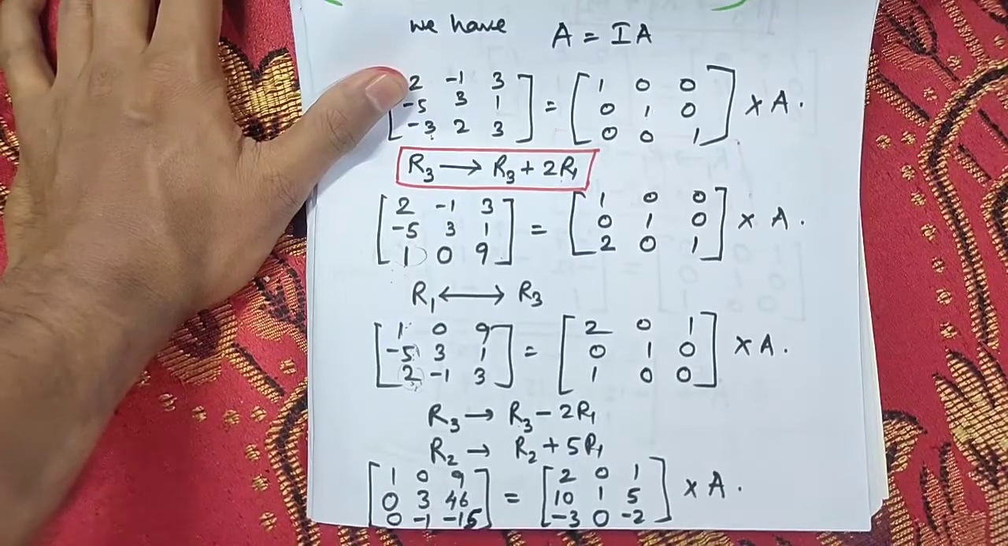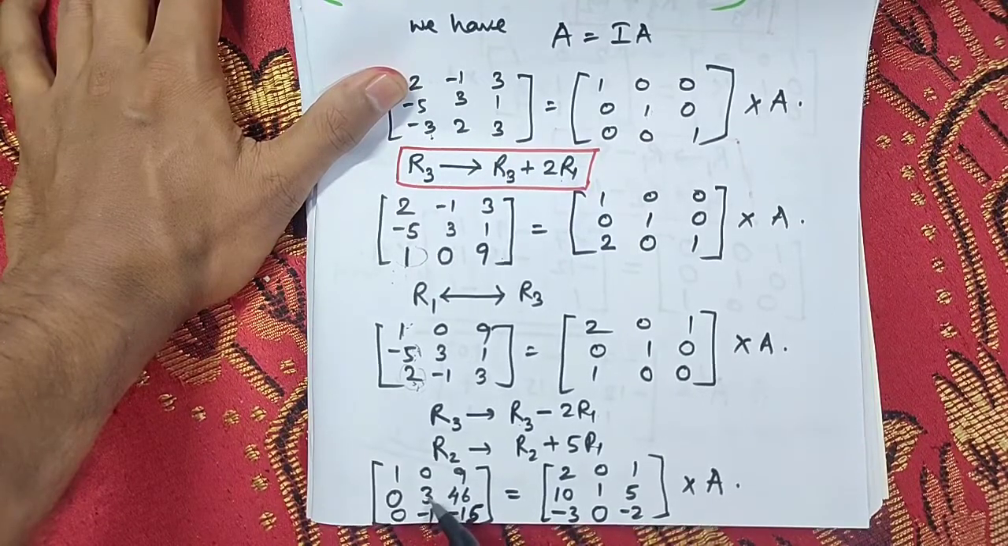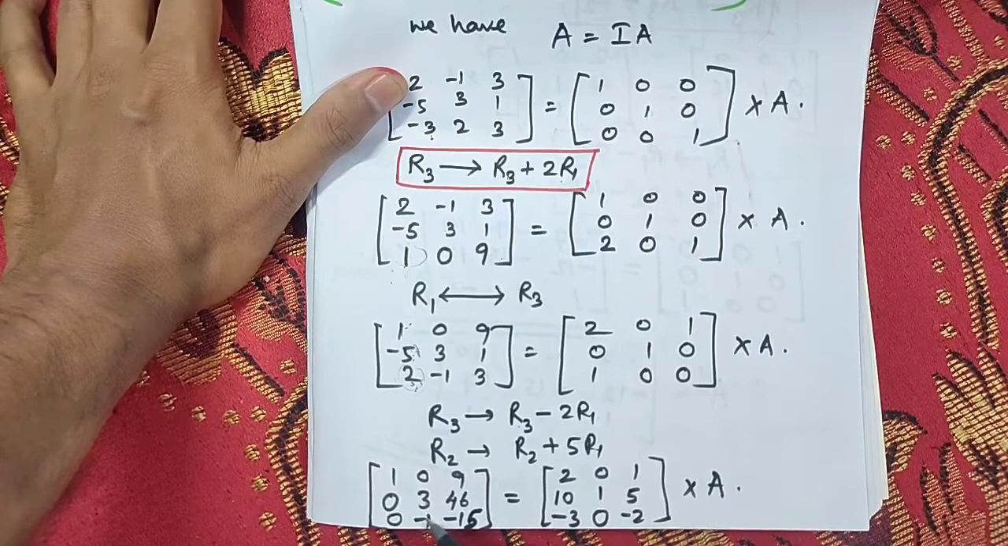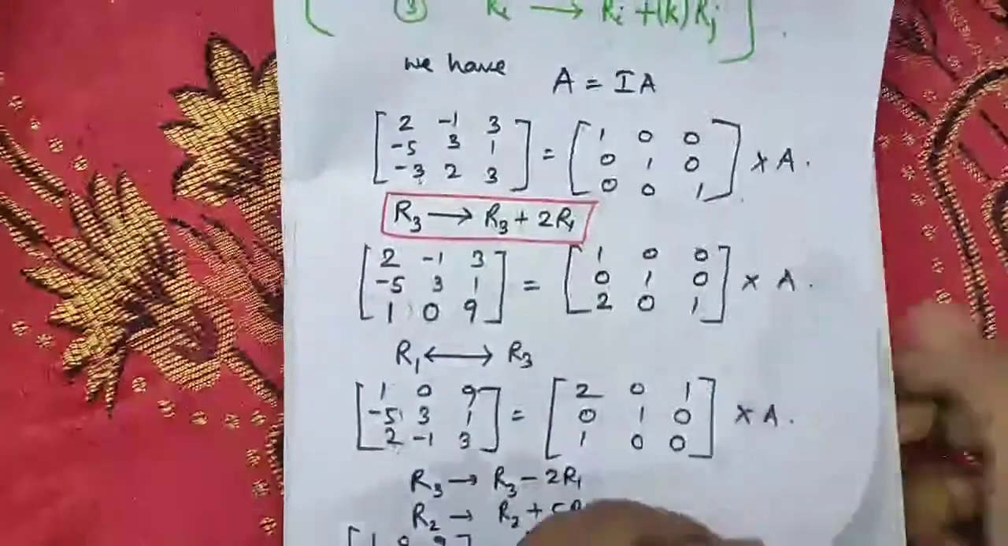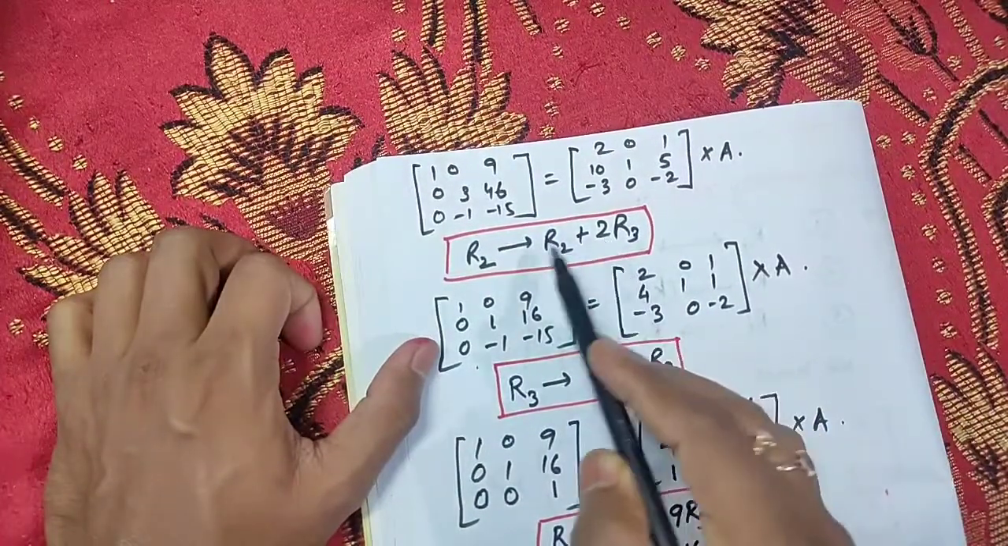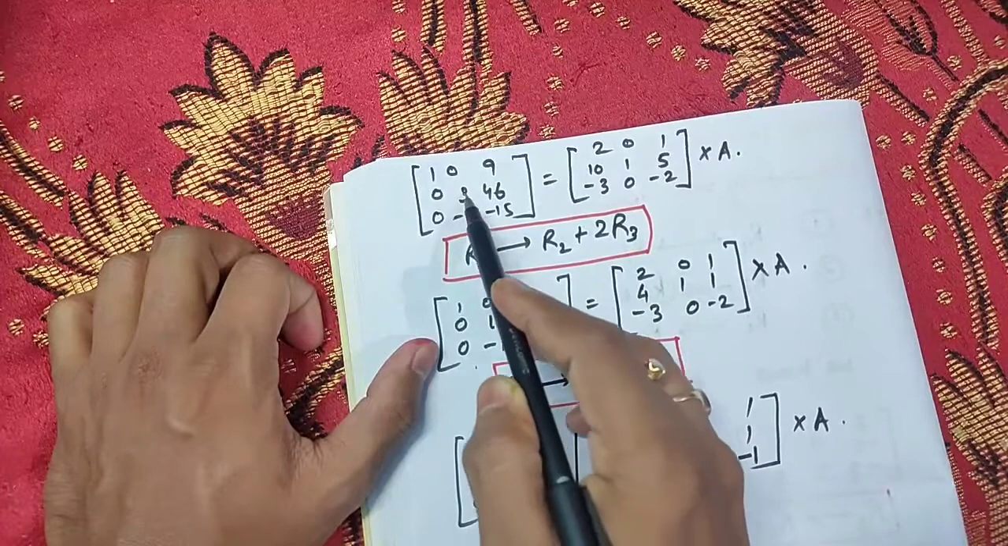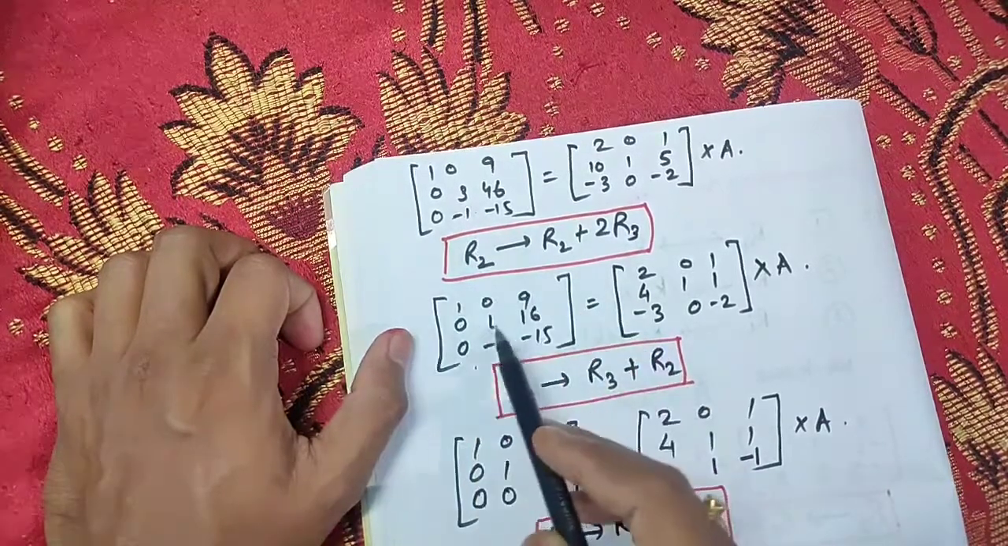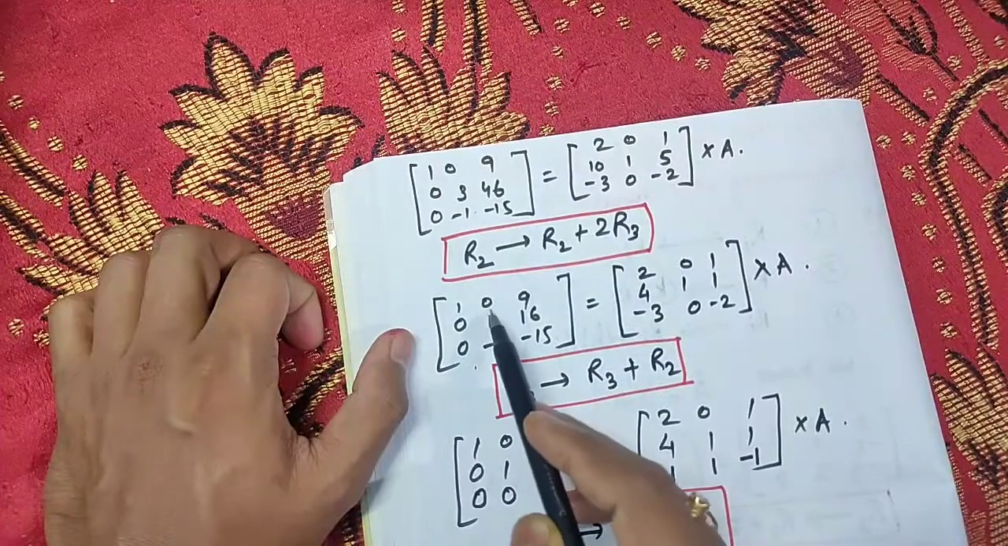So 1 0 0 is already there. Now we have to make either this element into 1 or this element into 0. Whatever is easier, do that. I think this will be easier. You can make this one into 1. If you multiply 2 with this row and then add it, it will come 1. What we have done is multiply 2 with R3 and add it to R2. So 1 is coming, and 1 0 0 0 1 is there.